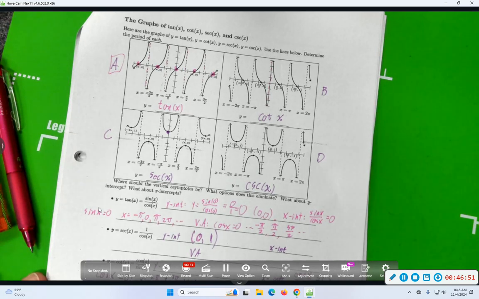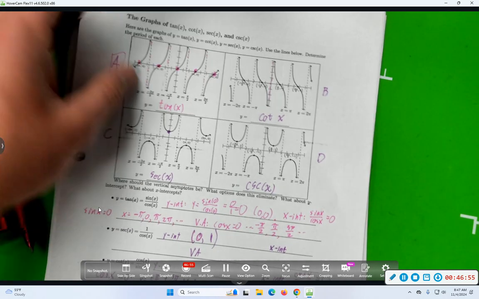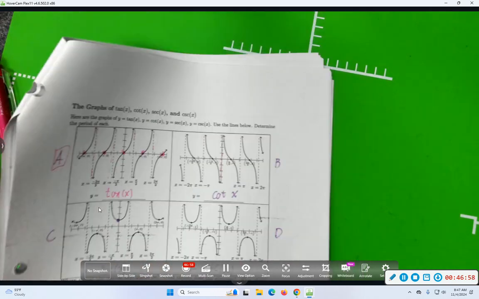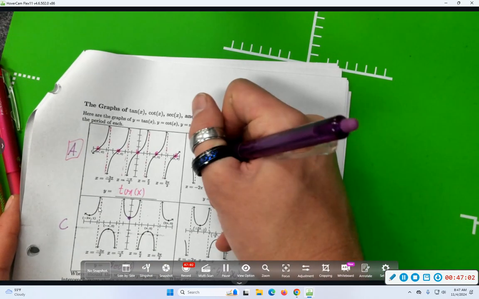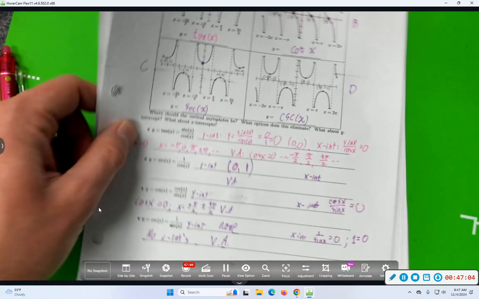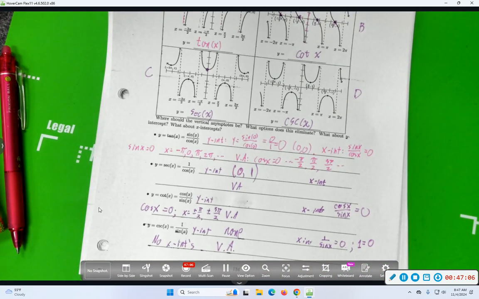So this better have x-intercepts at every odd multiple of pi over 2. Pi over 2, negative pi over 2, 3 pi over 2, negative 3 pi over 2. Yeah, that seems to have that. Cool. That feel pretty good?